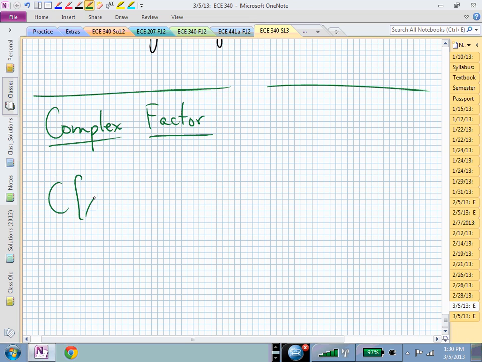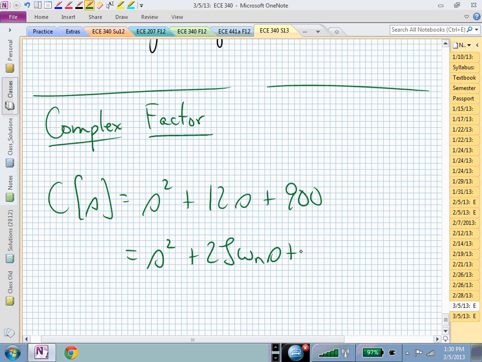Here, what I'm wanting us to focus on is something like s squared plus 12s plus 900. And we're comparing this with s squared plus 2 zeta omega sub n s plus omega sub n squared. Now, is this a complex factor? Does this have complex roots? I might give you a second order polynomial, and it may just be two linear factors that are multiplied together. You need to figure out.